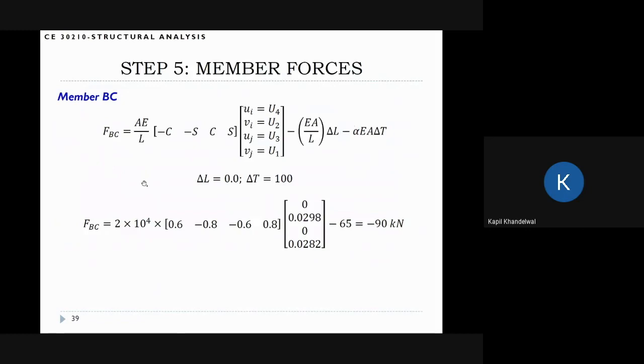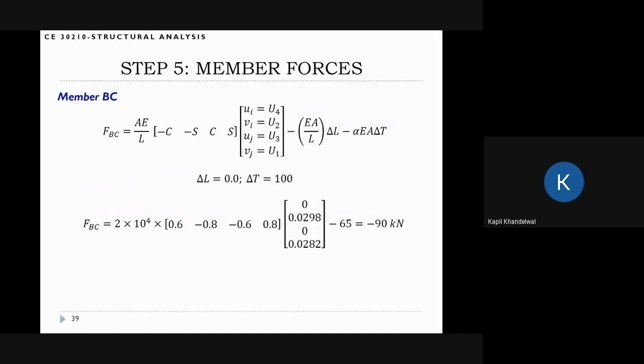For member number BC, this is the same expression. We have to plug in the right entries. In this case, delta L is 0, so there is no fabrication error, but delta T was 100. Actually, it's plus 100 because remember this temperature was increased above the ambient. So we have to make sure that we are using the correct sign. In case the temperature has decreased below the ambient, then we are going to use a negative sign for that entry. So we did the calculation as follows, and we finally get the answer that is negative 90.